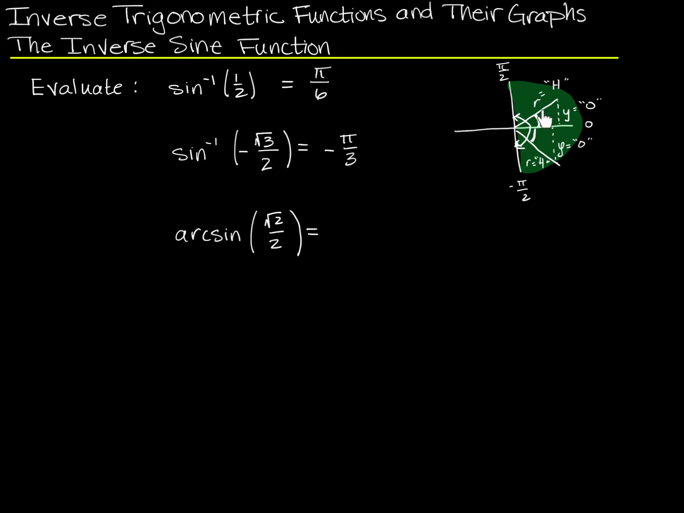We can only play with it in quadrants 1 and 4. There is actually another angle out there whose sine is negative root 3 over 2, and that's in quadrant 2. But because I'm using sine inverse, I can't use that quadrant. The angle I can use to solve this problem has to come from quadrant 4.